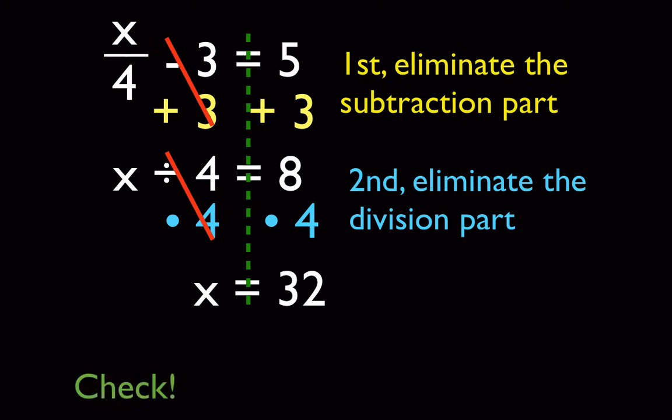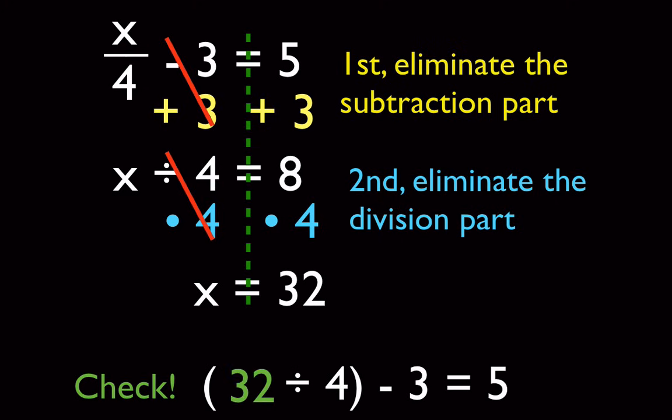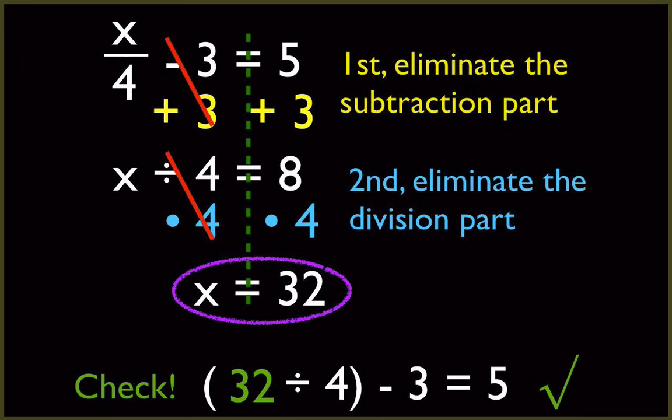Plugging that answer into the original problem, I get 32 divided by 4, which is 8. 8 minus 3 is 5, and I'm good. Okay, again, the mistake most people make here is they would have ended up with x equals 2. And what would have happened then is down below, you would have had 2 divided by 4, which would have been 1/2, and that wouldn't have made a lot of sense.